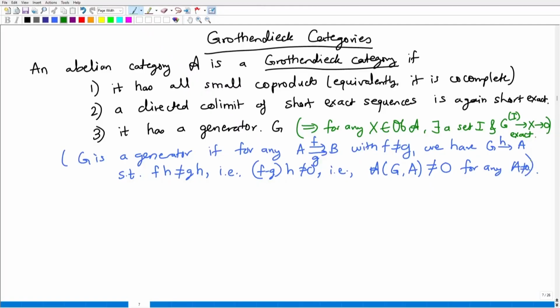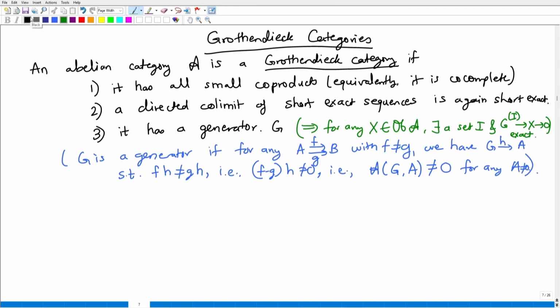Locally presentable categories have finitely presentable objects forming a set, and every object of that category is a directed colimit of finitely presentable objects. Okay, so that time we said this. So this third condition ensures that our category is not too large. The first one says that it is cocomplete, and the second one says it has this desired property that finite limits commute with filtered colimits.